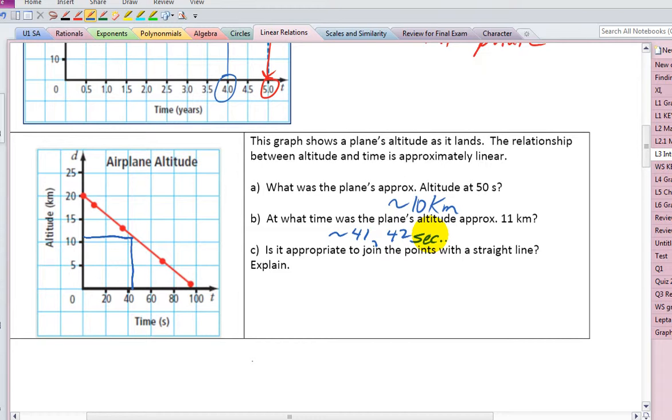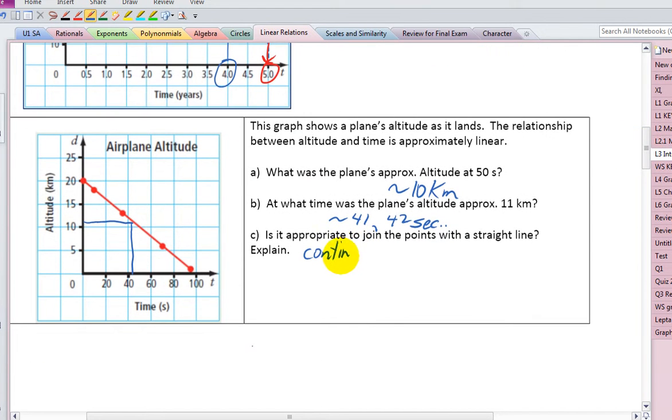Yep. Yes, because the plane is continually going down. That's right. It's continuous data. How do you spell continuous, folks? C-O-N-T-I-N-U-O-U-S. Continuous data. The plane's altitude is gradually decreasing.